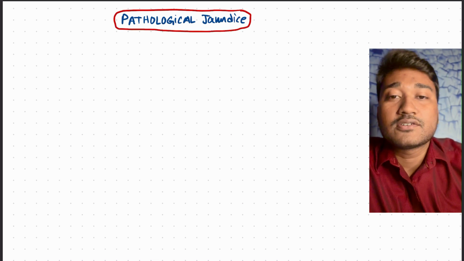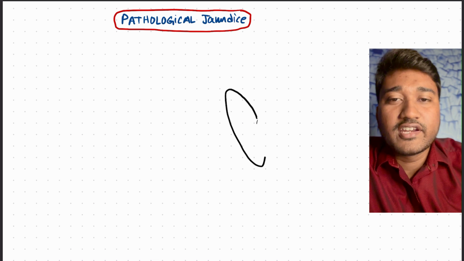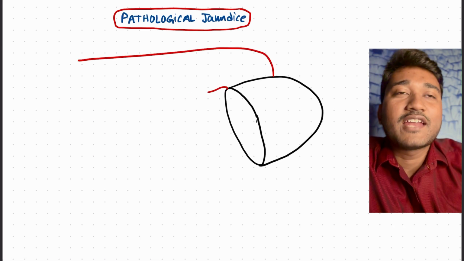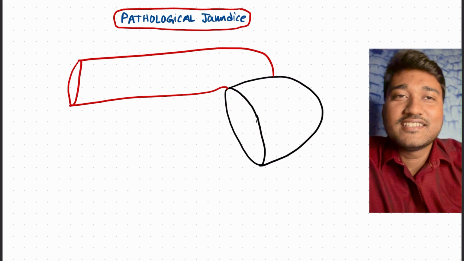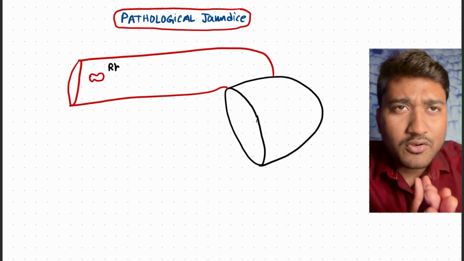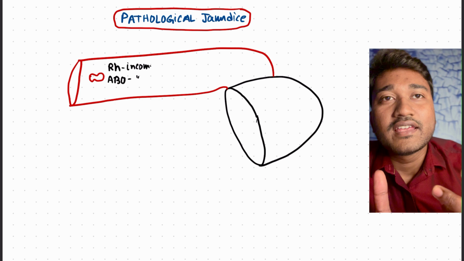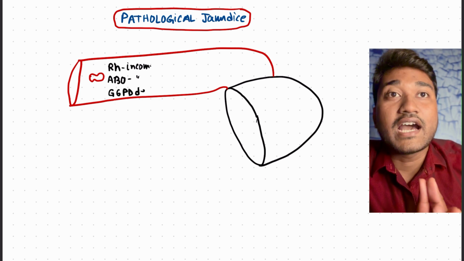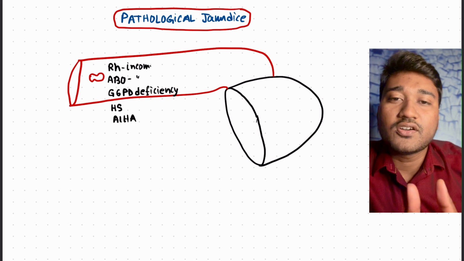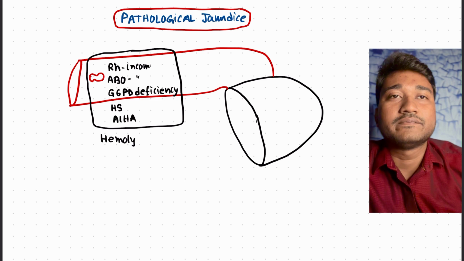Now let's talk about the pathological jaundice. A few causes of the pathological jaundice we will discuss in detail. So this is your beautiful spleen, rather baby spleen, and look here, this is the blood vessel. The blood is entering into the spleen. So think about causes where there could be increased RBC destruction, like RH incompatibility, ABO incompatibility. It could be G6PD deficiency or hereditary spherocytosis, and AIH, that is autoimmune hemolytic anemia.